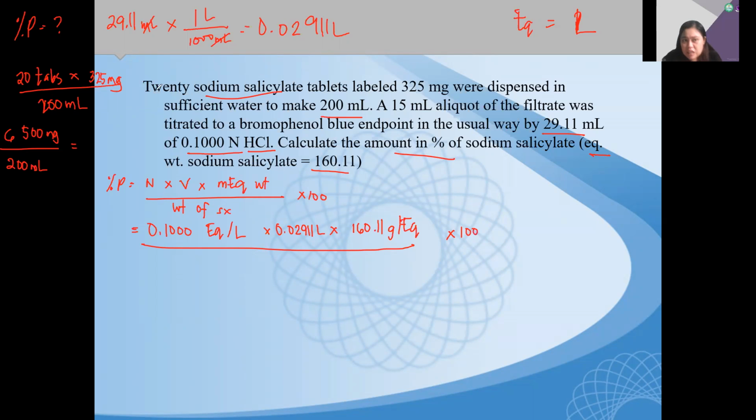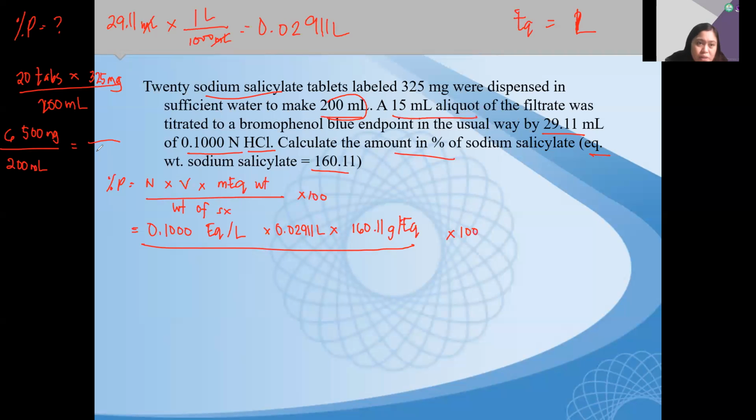Pero ang nilagay kasi dito lahat ng 20 tablets nilagay sa water. Pero during titration kasi hindi din the whole 200 ml ang ginamit. Nakita niyo dito, we have here the portion only, meaning 15 ml lang out from the solution na ginawa yung ginamit during titration. So hindi mo din pwedeng gamitin ang buong 6,500 milligrams.